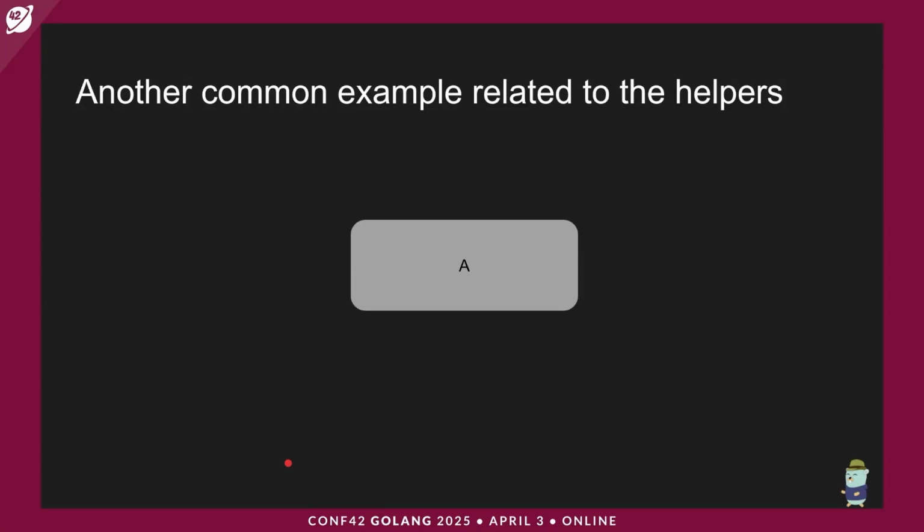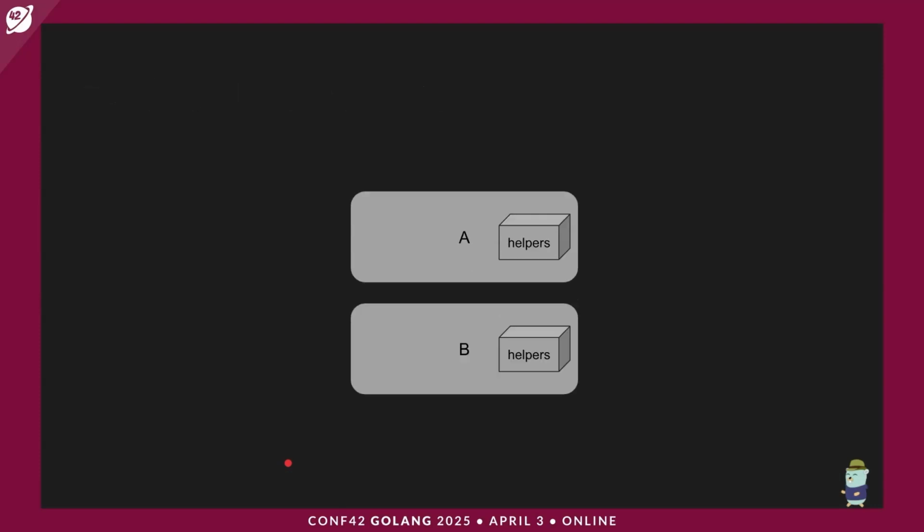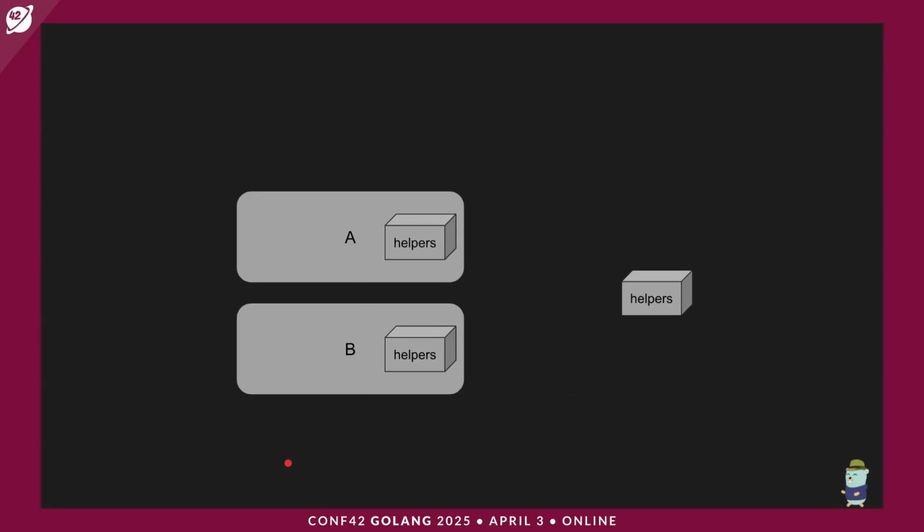We have a service A, and at some point we decided we need to create a helper package because we have some dependency duplications in our code base. We created helpers that work for us perfectly. But then we have a very similar service B, with a very similar helpers library inside. And then we think, okay, there is no reason to do modifications in two places. Let's move this package out to an external one, and then we're going to reuse it.